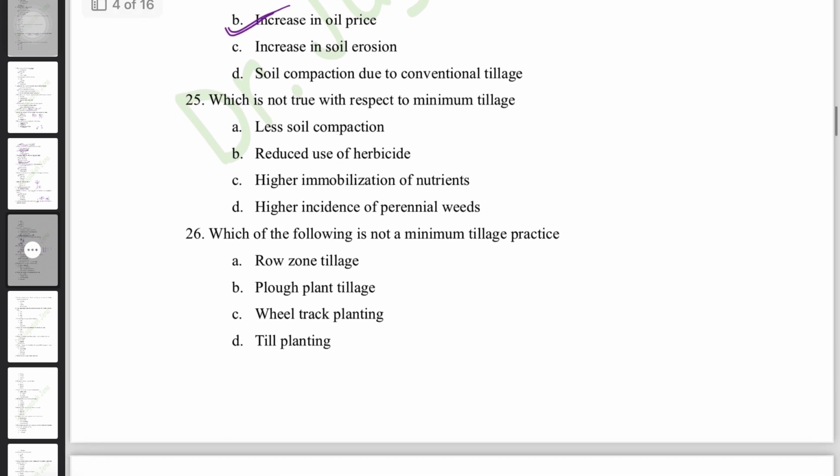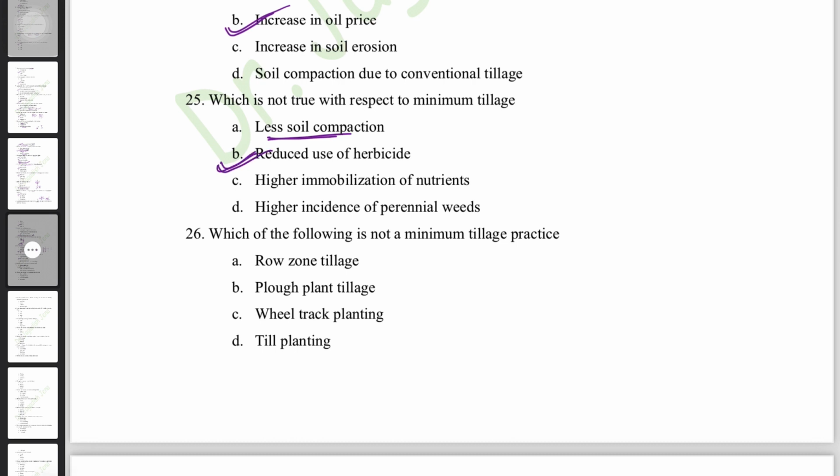Which of the following is not true with respect to minimum tillage? Less soil compaction, higher immobilization. The soil compaction will be less in zero tillage, because we are not using many implements, and repeated implements are not used. Then root biomass is already adhering to the soil and subsoil. The soil is already under cover of the weeds and crops, so the rainfall impact cannot be that much, so there will be less soil compaction.